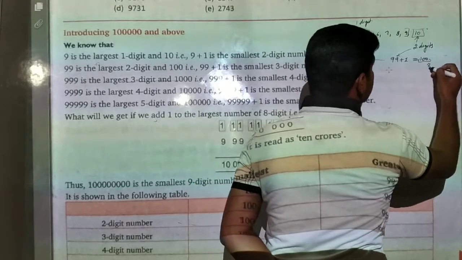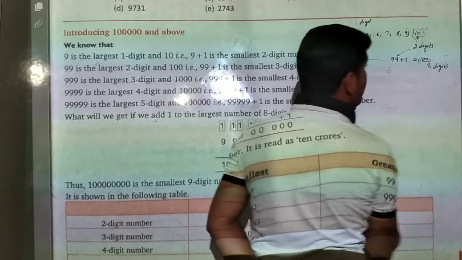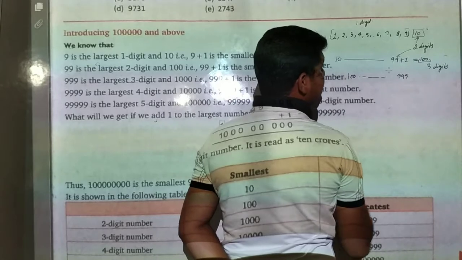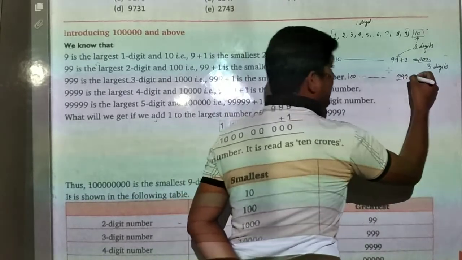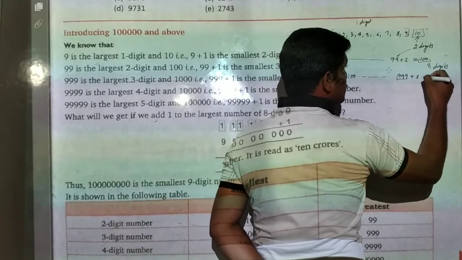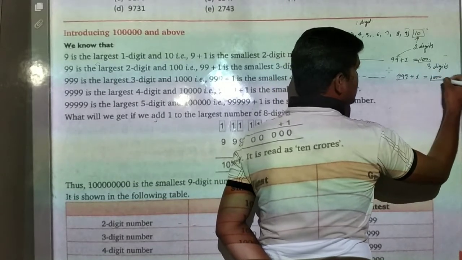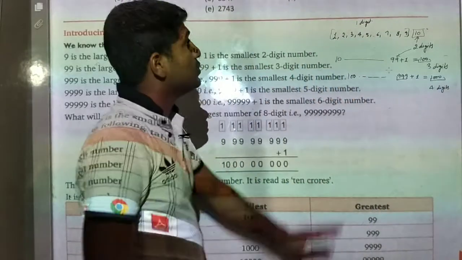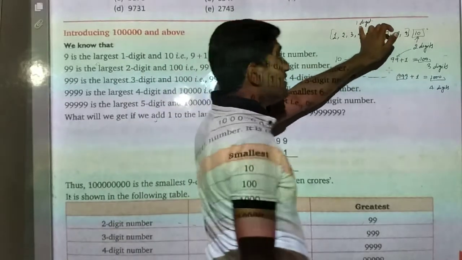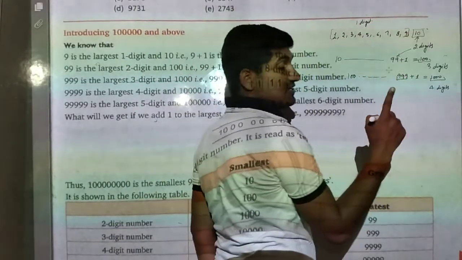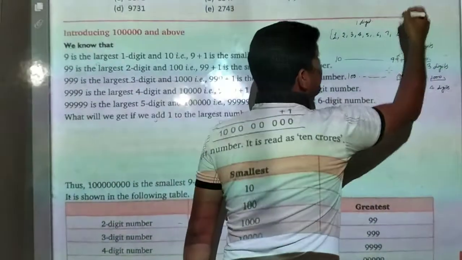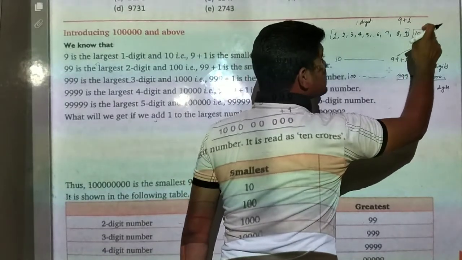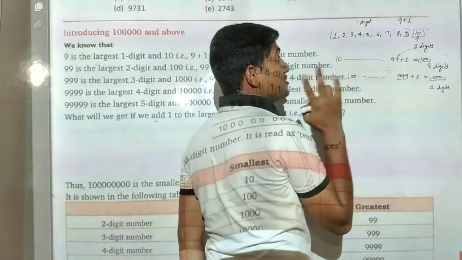In 100 three digits are present. From 100 to 999 we get three-digit numbers. After that, when we add 1 to this, we get 1000, which is a 4-digit number. Look, we started from 1 and went up to 9, which are 1-digit numbers. Here 9 is the greatest 1-digit number. When we add 1 to the greatest 1-digit number, we get 10, the smallest 2-digit number.